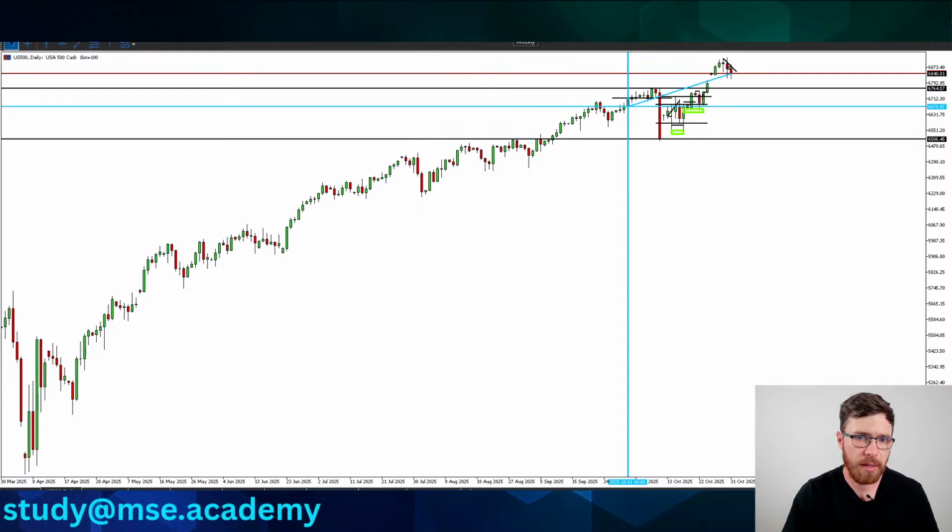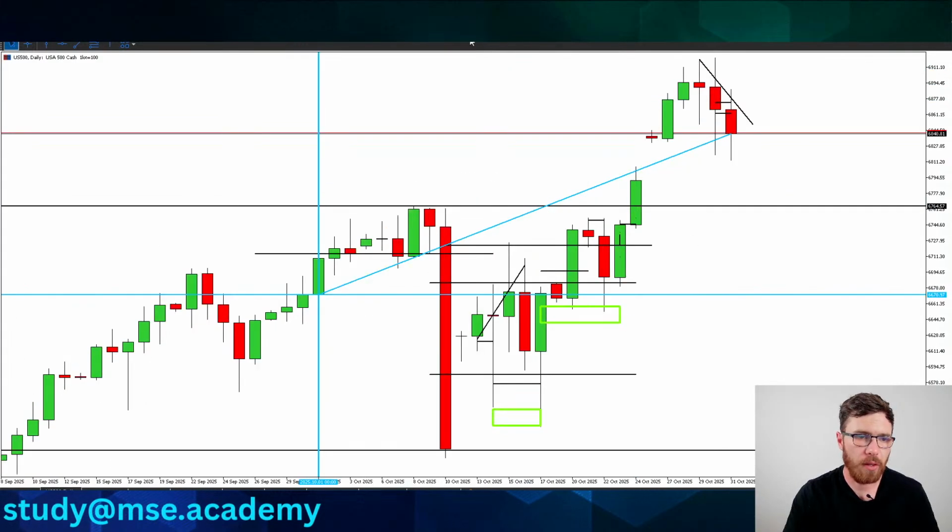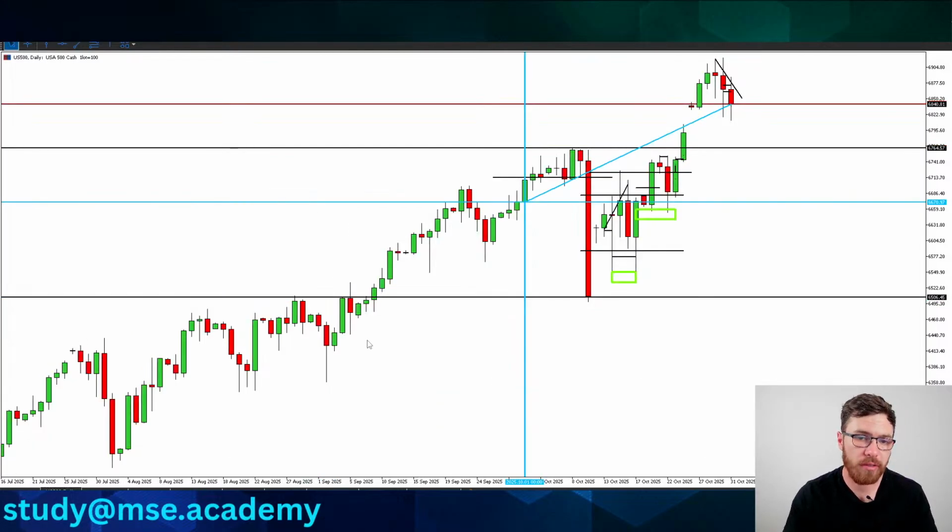You can see that on the monthly, we gained, what was it? We gained 16,000 points on the month of October. So you can see that October opened up over here. We had that big gap down on the 10th, and then the market just had this very strong recovery all the way back up to the upside.